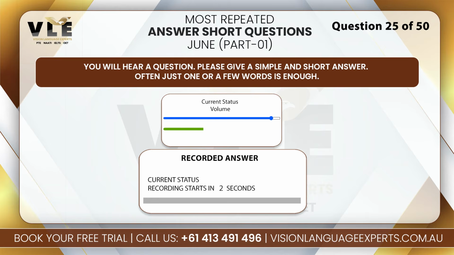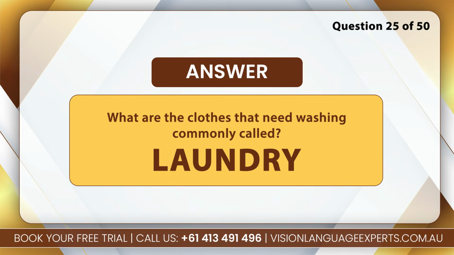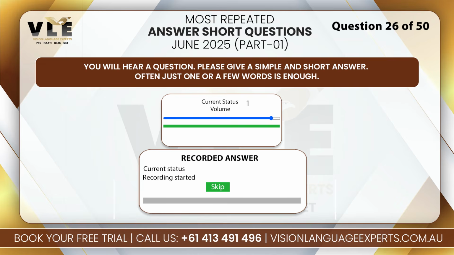What are the clothes that need washing commonly called? Laundry.